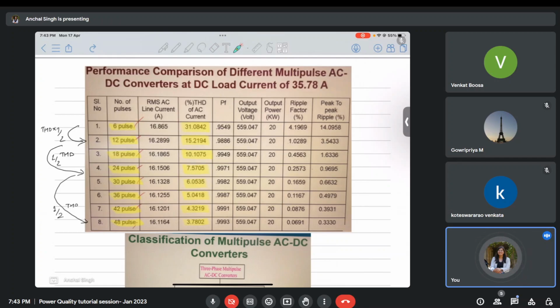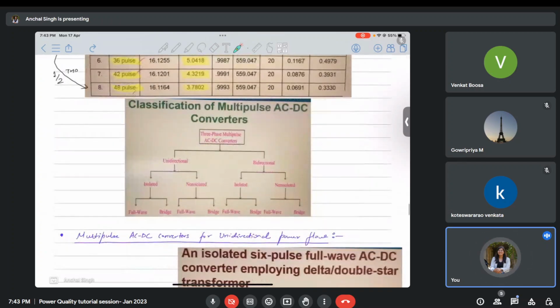Then there is classification of multipulse AC to DC converters. Then in the classification, these three-phase multipulse converters are categorized into unidirectional and bidirectional category. Then these converters are categorized into isolated and non-isolated, and these isolated and non-isolated are categorized into full wave, bridge, and bridge type of converters.